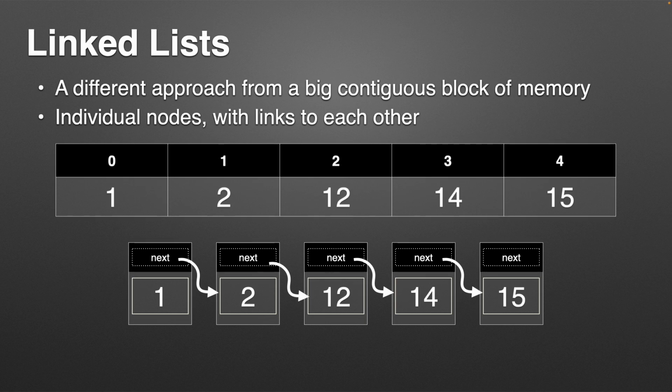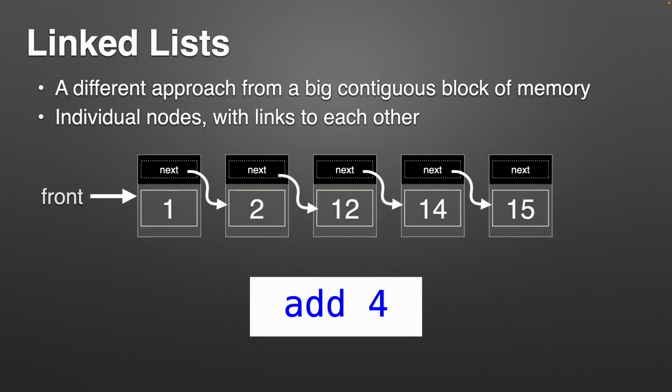So we can imagine this. If this was our array, this is what it would look like as a linked list. Each element is in its own little container here, and each element has a reference to the element after it. There are good things and bad things about this, but it does help us with some of the things that the array was costing us.